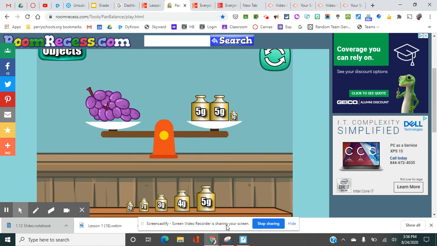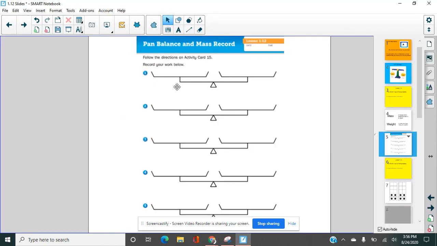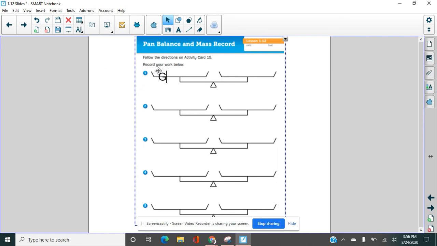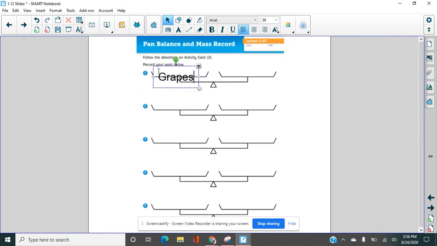So in our math journal, and you can do this too, we're going to write grapes. Write that up a little bit. And over here, we're going to write that that was 11 grams. I want you to use that word. Don't just use the number. I want you to use that word also.